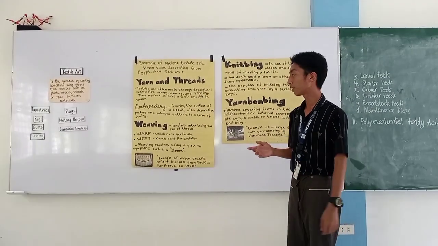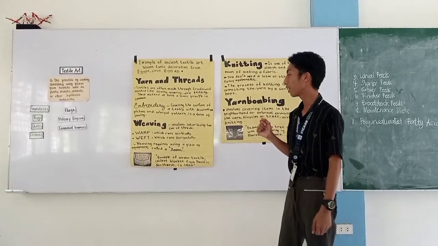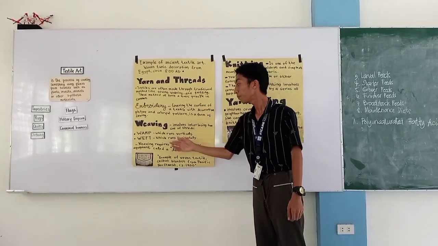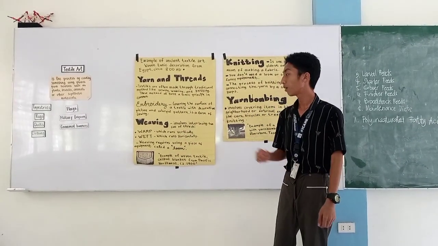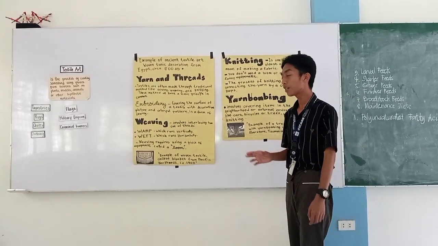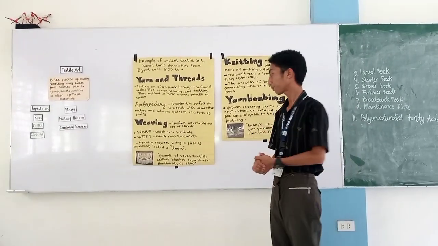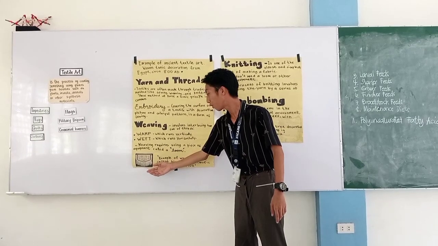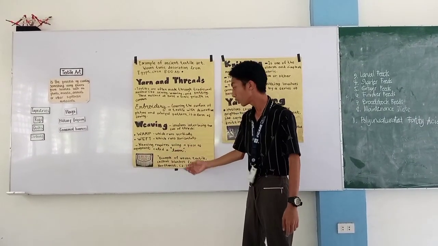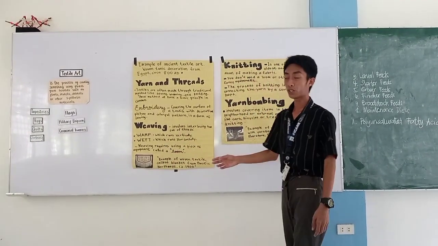Next is weaving. So, what is weaving? Weaving involves interlacing two sets of threads. These are the warp, which runs vertically, and the weft, which runs horizontally. Weaving also requires using a piece of equipment called a loom. This is an example of weaving from the Pacific Northwest, what we call the Chilkat blanket.